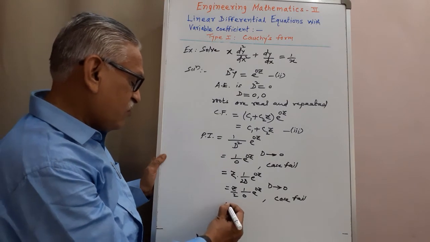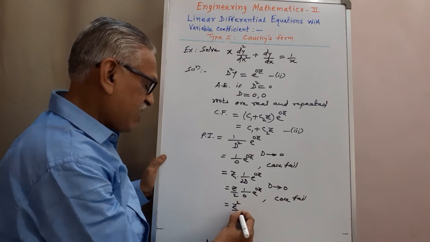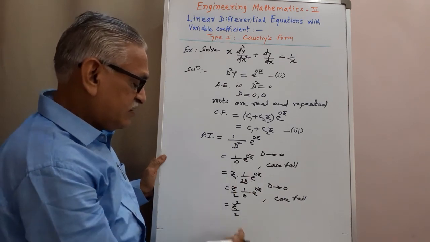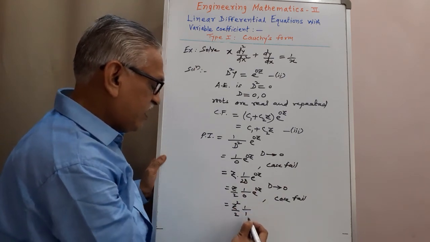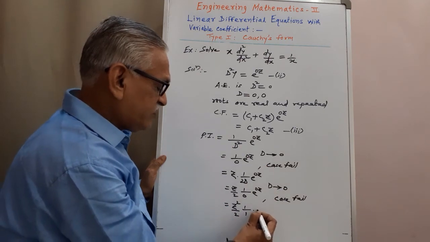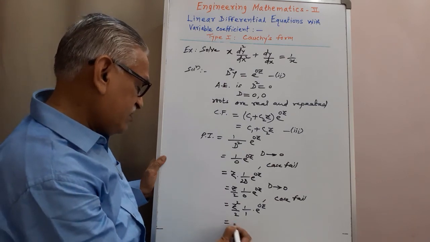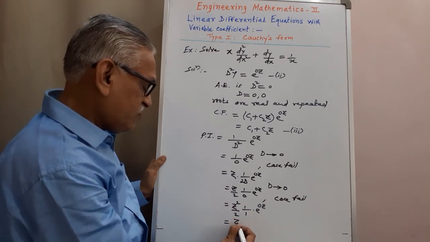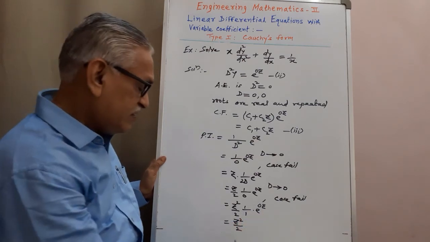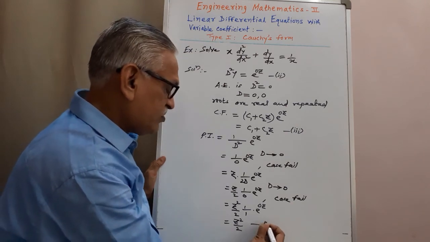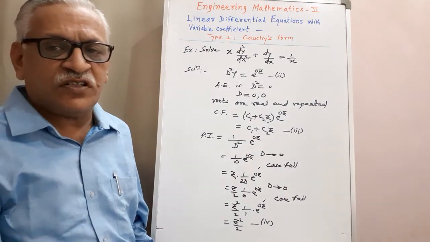Therefore we go to the next step as z square by 2, and the derivative of D square with respect to D twice is 1, into e raised to 0 z, and that value is z square by 2, since e raised to 0 is 1. This is equation number 4, the PI. We stop here as we get a non-zero term in the denominator.